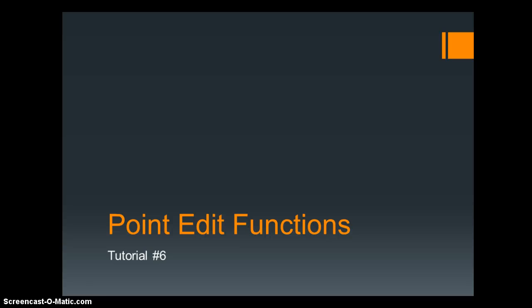Tutorial number 6, Point Edit Functions. In this tutorial, you will use some of the commands from the Points menu to change the shape of your sloper. If you need to, start PatternMaker and open the back sloper pattern that we created in Tutorial 3 and modified in Tutorial 5.